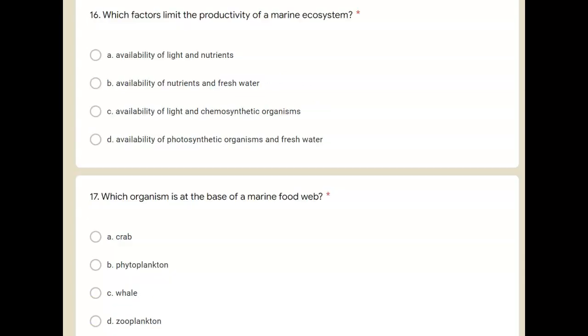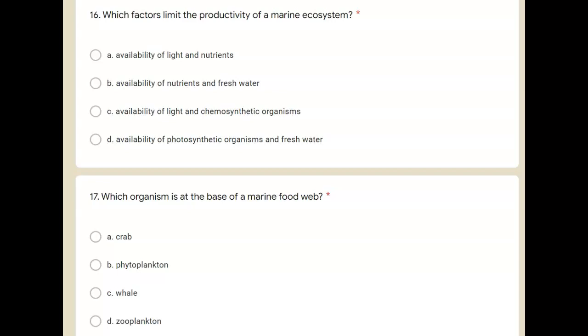Number 16. Which factors limit the productivity of a marine ecosystem? A. Availability of light and nutrients. B. Availability of nutrients in fresh water. C. Availability of light and chemosynthetic organisms. D. The availability of photosynthetic organisms and fresh water.